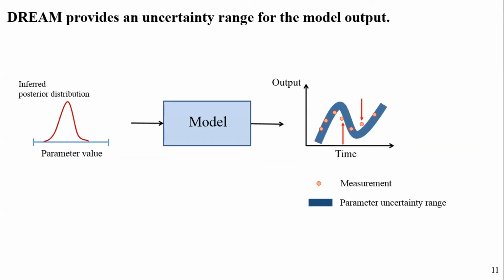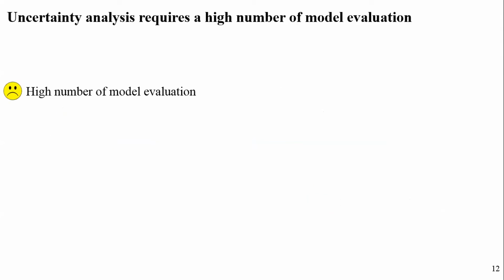But we see that some measurements are not covered by the uncertainty range. So it indicates that another source of uncertainty should be considered. By analyzing the residual, we can have a total uncertainty range covering almost all the measurements. The uncertainty analysis requires a high number of model evaluations. Thanks to the fast simulation time of the conceptual model, it's possible to perform DREAM.